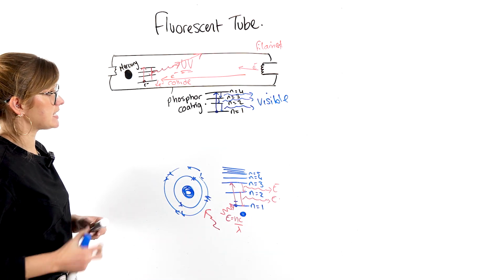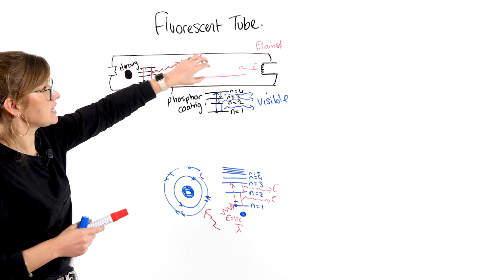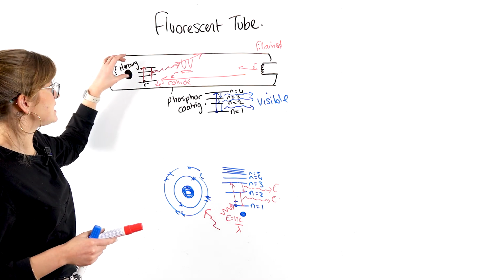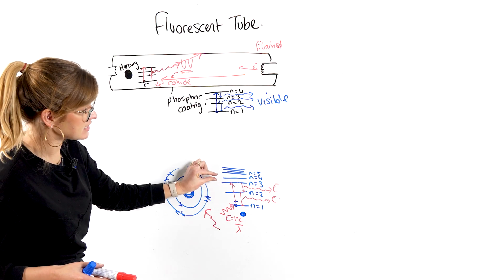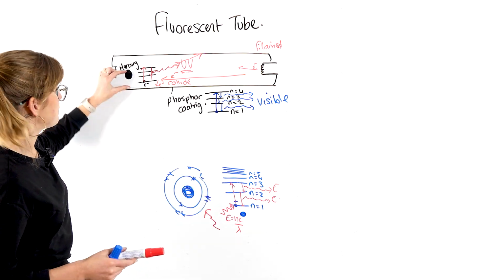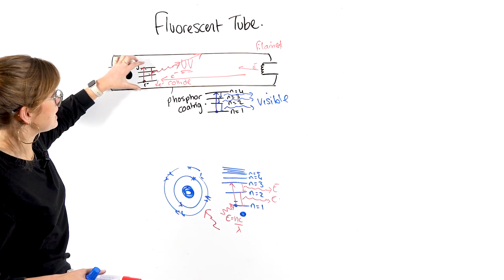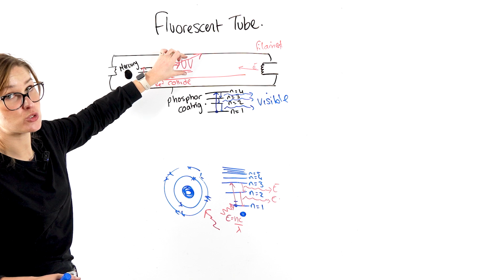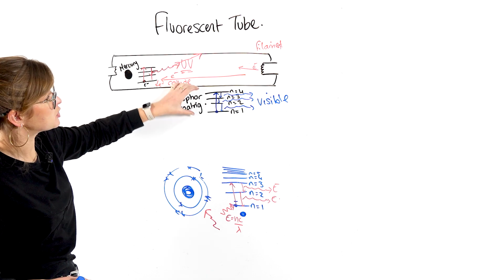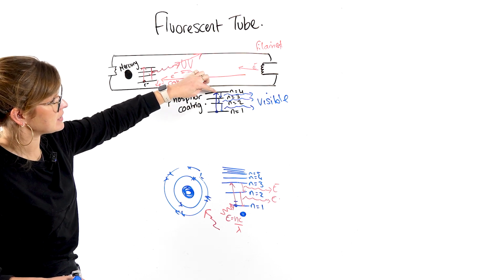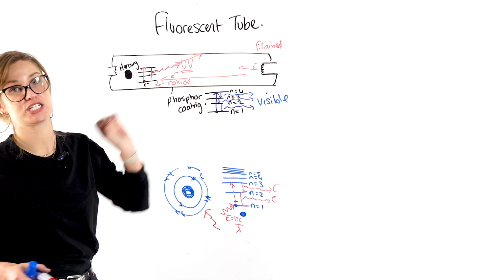So again, the key thing is it's different atoms inside the phosphorus coating, because different atoms have different sizes of energy level gaps. That's why mercury, because of its size of energy level gaps, emits a UV photon, and that UV photon gets absorbed by the phosphorus, and then it de-excites, emitting light in the visible region of the spectrum.